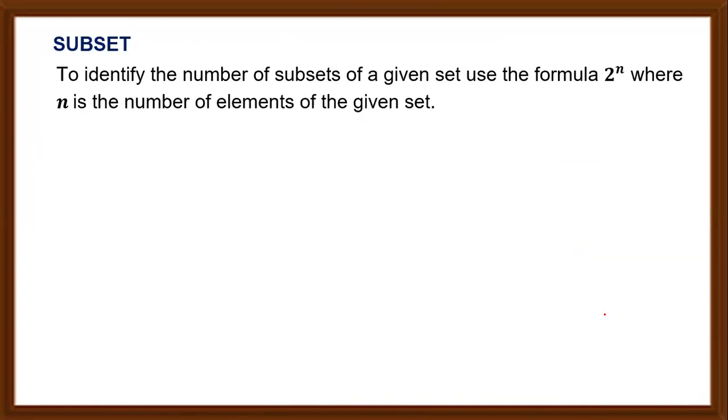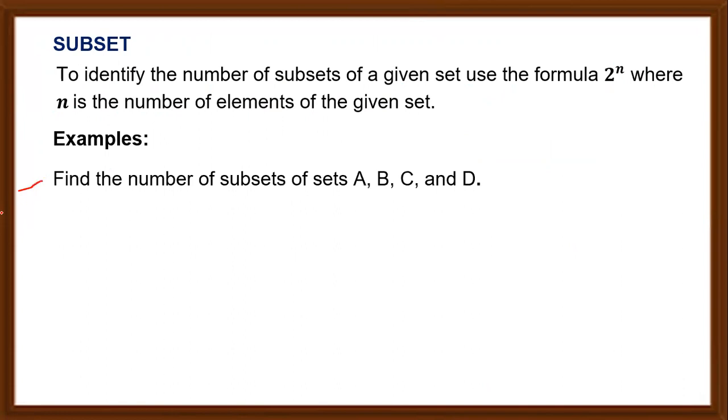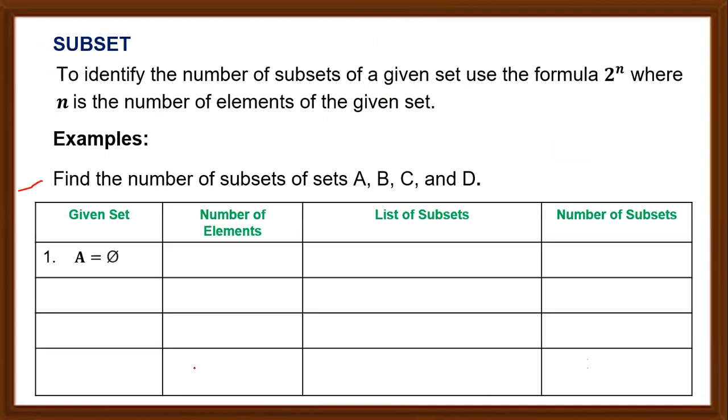Okay, so ngayon balikan natin kanina doon sa formula, doon sa subset or pag-identify. To identify the number of subsets of the given set, use the formula 2 raised to n where n is the number of elements of the given set. Para makita natin yung application, ito po yung ating example. Find the number of subsets of A, B, C, and D. So, ito yon. So, first, meron tayong first column. We had the given set, followed by number of elements, list of subsets, and number of subsets. So, kumpletuhin natin to. Dito muna tayo sa number 1.